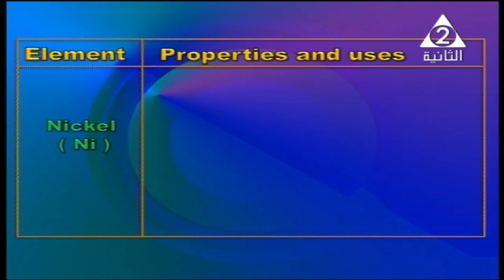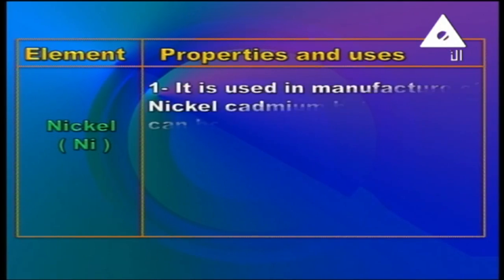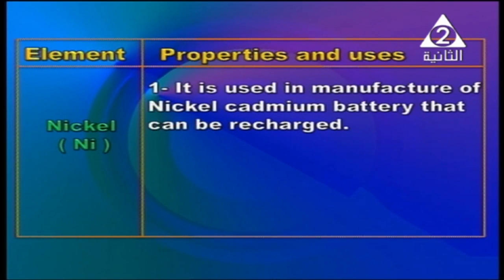Now we are going to discuss nickel. Nickel is used in the manufacture of the nickel-cadmium battery that can be recharged. My dear students, we are going to discuss in chapter 4 the batteries that can be recharged. We call them secondary cells. We are going to discuss them in detail later.